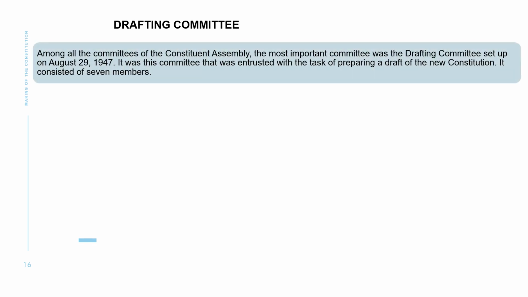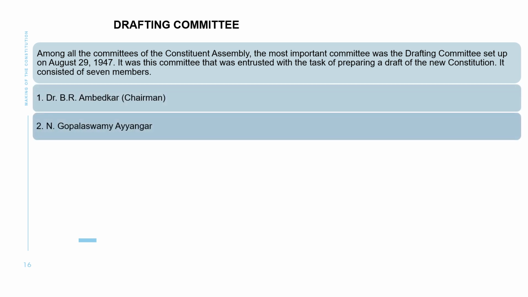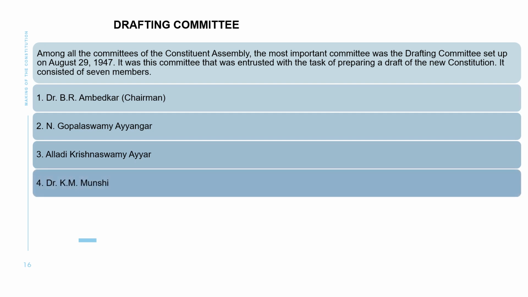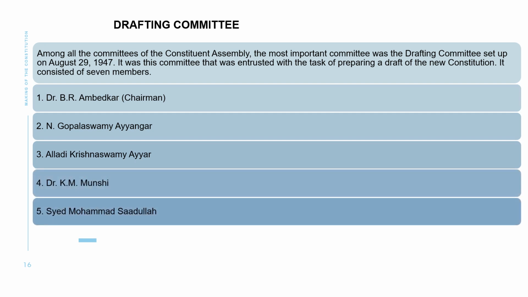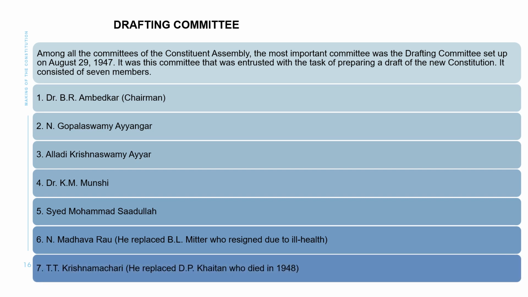Drafting Committee. Among all the committees of the Constituent Assembly, the most important committee was the Drafting Committee. It is this committee that was entrusted with the task of preparing the draft of the new constitution. It consists of 7 members. Chairman was Dr. B.R. Ambedkar and the other members were Gopalaswamy Iyengar, Alladi Krishnaswamy Iyer, K.M. Munshi, Syed Muhammad Saadulla, Madhav Rao and T.T. Krishnamachari.